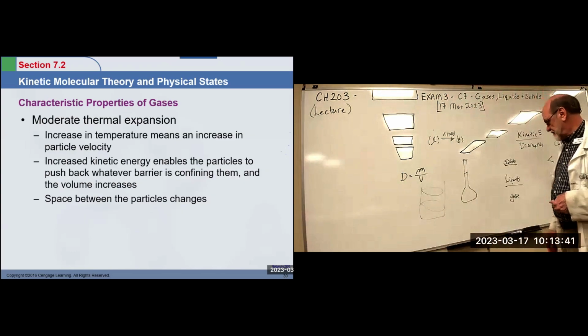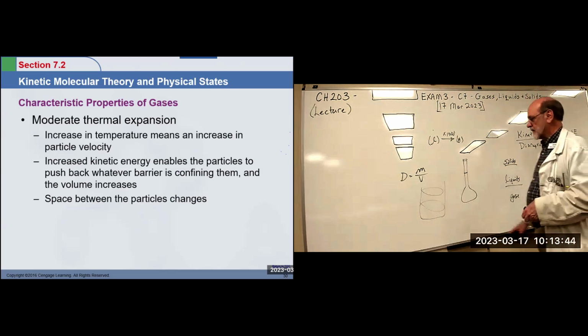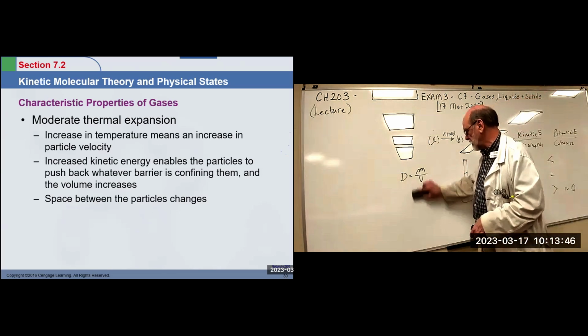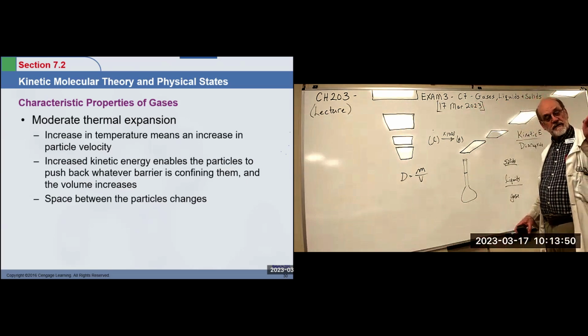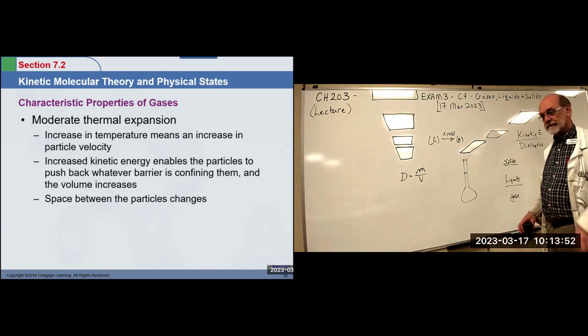They have moderate thermal expansion. We're going to talk about that a little later when we get to Charles' law. Charles' law relates volume change to temperature change.